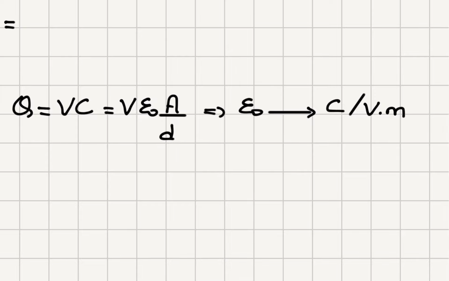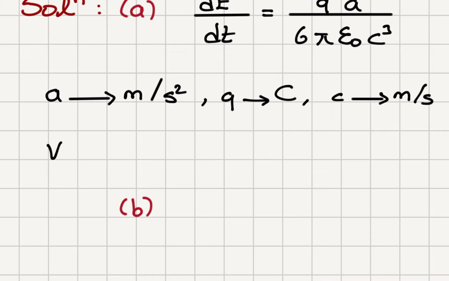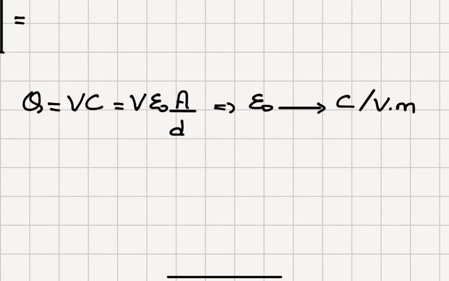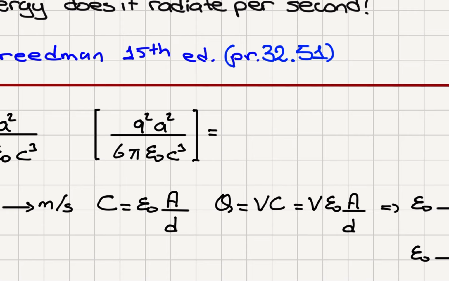And volt is basically joules per coulomb. That's the electric potential, energy per unit charge by definition, joules per coulomb. So I can see that the unit of epsilon 0 can be written also as coulomb squared divided by joule meters.